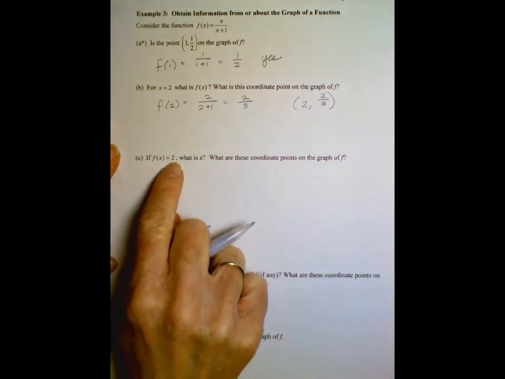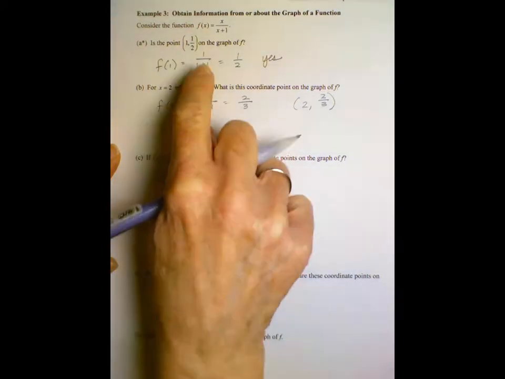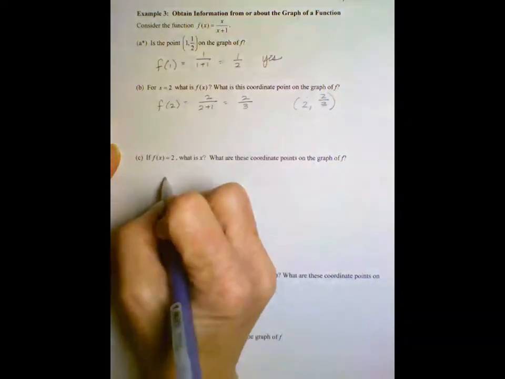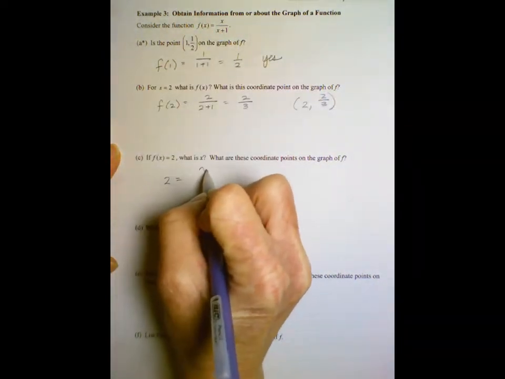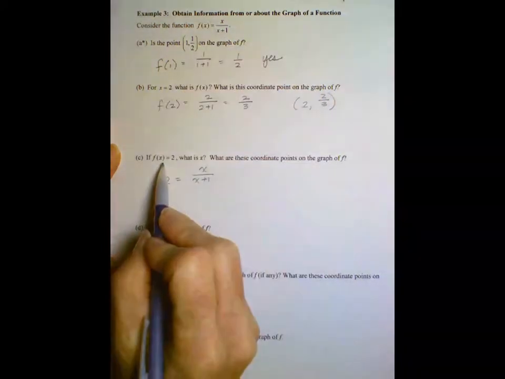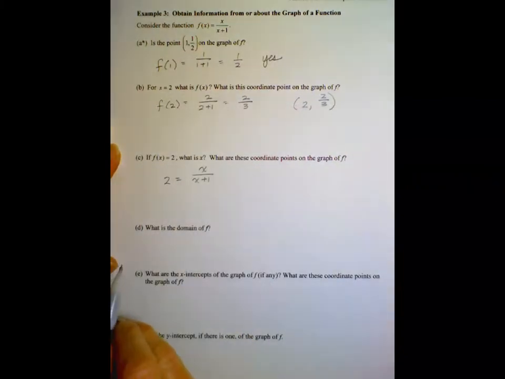If f of x is 2, what is x? Okay, so we go back to our function, and in the place of f of x, let's put a 2. Right? We know what f of x is. They told us it's 2. Now we're supposed to solve for x. So what would you do first?